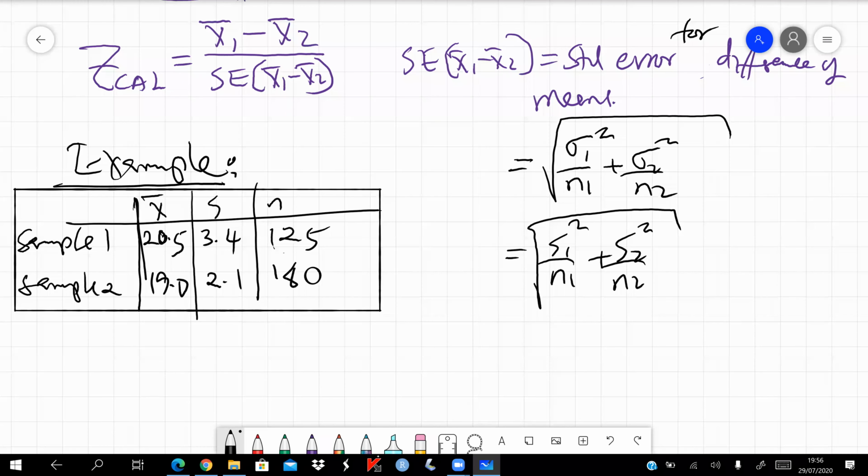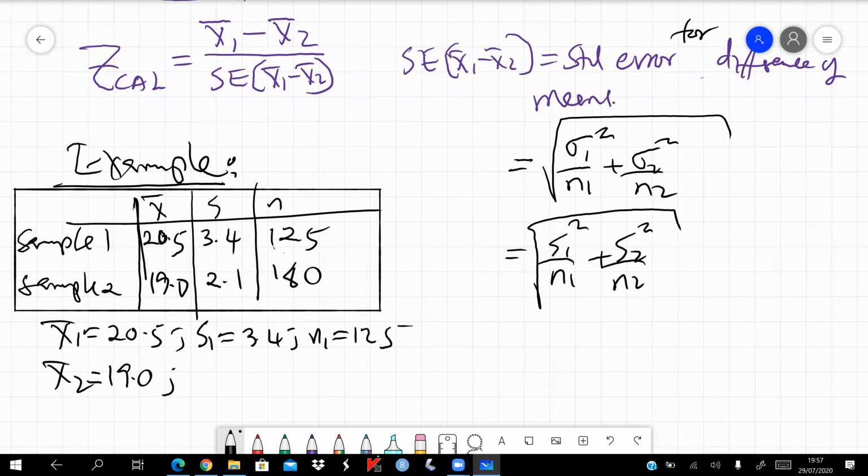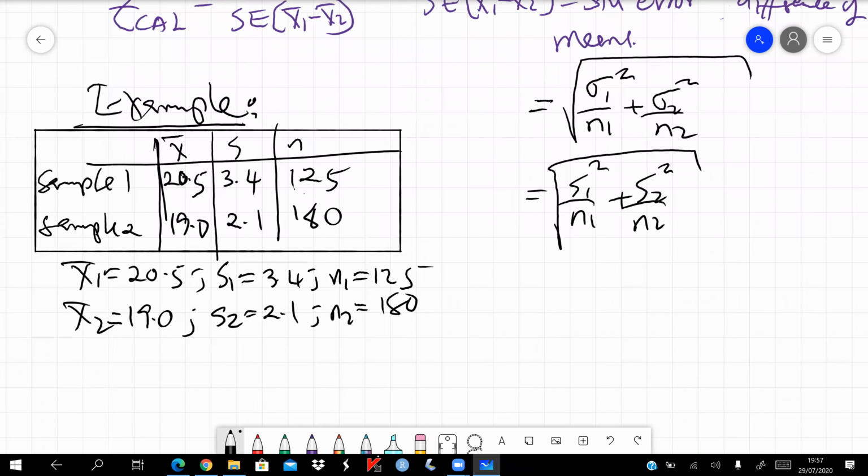So from this story here, x bar 1 is 20.5, just to bring everything to perspective. S1 is 3.4 and n1 is 125. Then x bar 2 is 19.0, s2 is 2.1, and n2 is 180. So that's what we have. Which hypothesis are we testing? H naught will be the same for all these kinds of hypotheses.